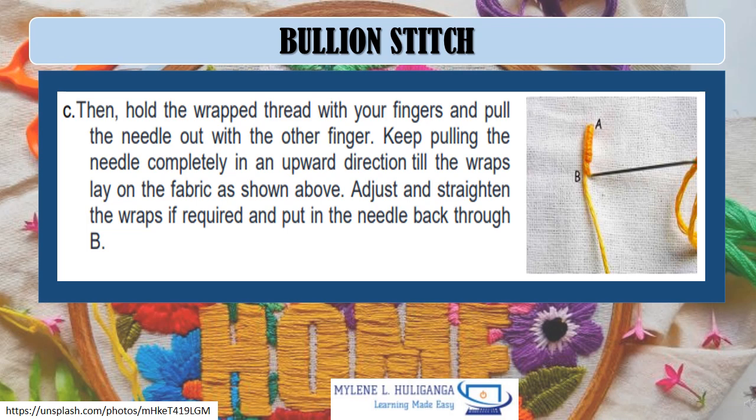Then hold the wrapped thread with your fingers and pull the needle out with the other fingers. Keep pulling the needle completely in an upward direction till the wraps lay on the fabric as shown in the picture. Adjust and straighten the wraps if required and put the needle back through B.